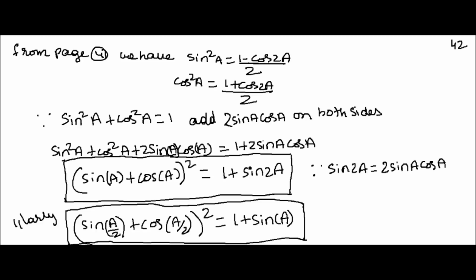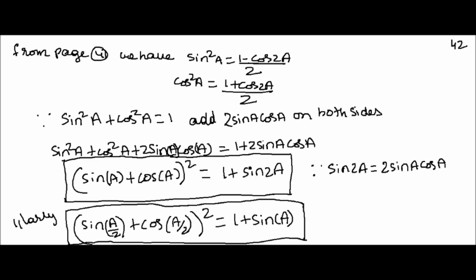So if you substitute a by 2, we'll have sin a by 2 plus cos a by 2 whole square is equal to 1 plus sin a. So three important derivations in this page are sin square a is equal to 1 minus cos 2a by 2, cos square a is equal to 1 plus cos 2a by 2, sin a plus cos a whole square is equal to 1 plus sin 2a, or 1 plus sin a equals to sin a by 2 plus cos a by 2 whole square. So let's go to page 43.